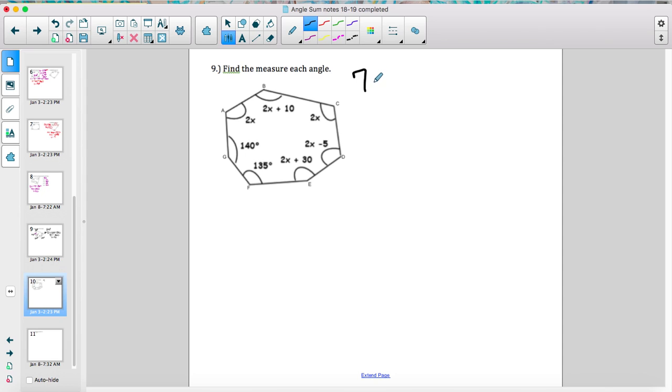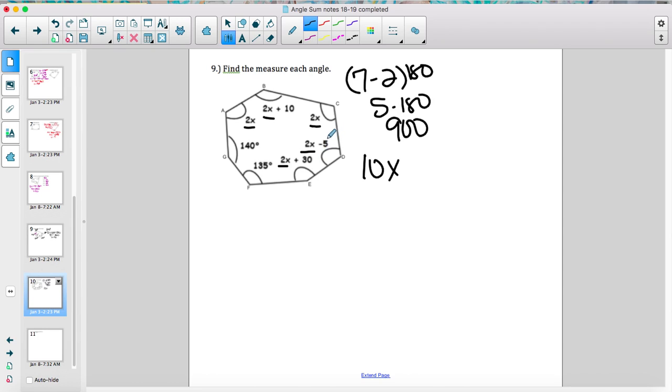Let's use our formula: n minus 2 times 180. So 7 minus 2 is 5. 5 times 180 is 900. So a 7-sided shape is a heptagon, 900 degrees. Let's work our way around the shape, combining like terms. So we have 2x, 2x, 2, 2, and 2. 2, 4, 6, 8, 10. So we have 10x.